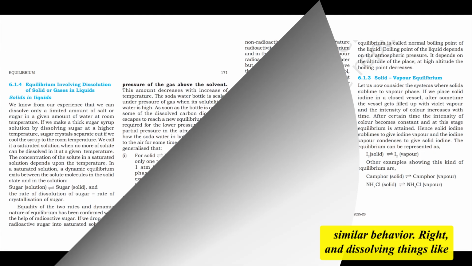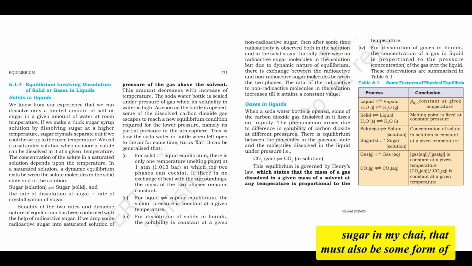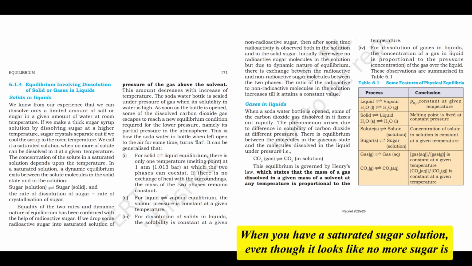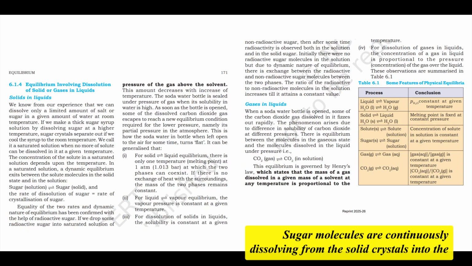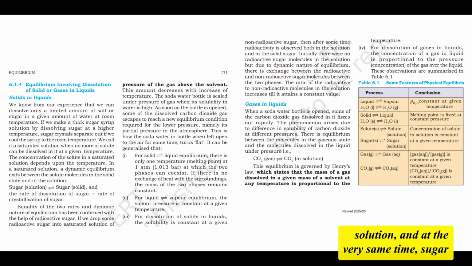Right. And dissolving things like sugar in my chai, that must also be some form of equilibrium, yes? Because you can only dissolve so much sugar before it just sits at the bottom. Precisely. That's equilibrium involving dissolution. When you have a saturated sugar solution, even though it looks like no more sugar is dissolving, there's actually a dynamic equilibrium happening. Sugar molecules are continuously dissolving from the solid crystals into the solution, and at the very same time, sugar molecules are crystallizing out of the solution, depositing back onto the solid.